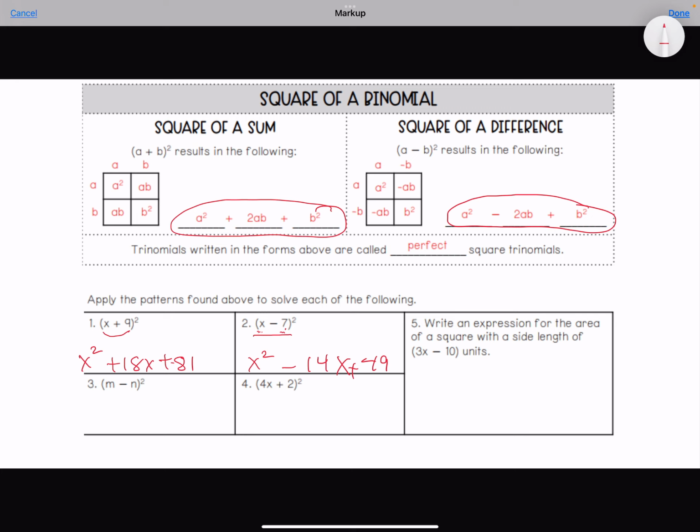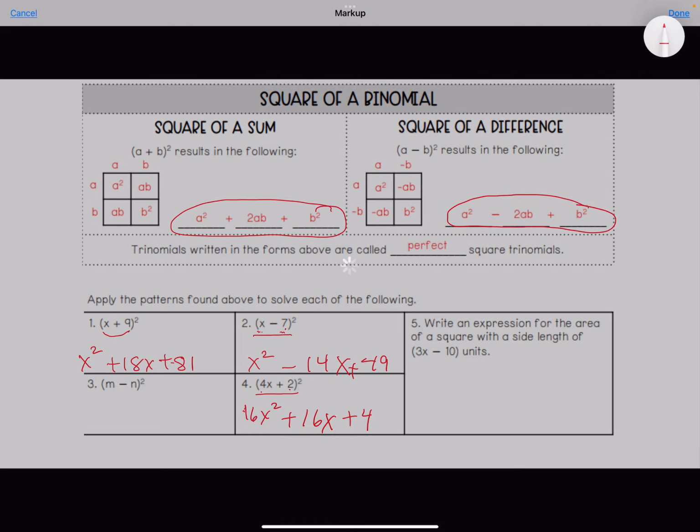And it doesn't matter. You're still going to do the same thing, even if you have a leading coefficient that is not 1. 4x squared is 16x squared. The last term squared is 4. 2 times 4 is 8. Times 2 is 16. Perfect square. And again, this is not something you have to memorize. It is something that is on your formula chart that you can use.